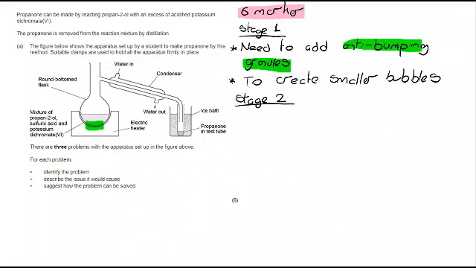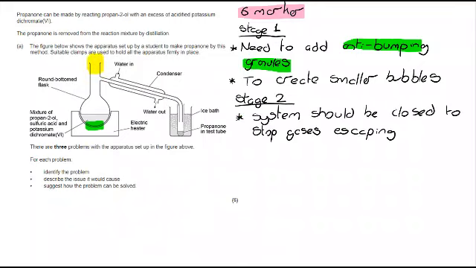Now with stage 2, the system is not closed. It's open at the top, and we don't do that here. If we're heating something where we are oxidizing a secondary alcohol to a ketone, we know that ketones are volatile. So actually, if I produce them, they would vaporize and they would escape out of the top.